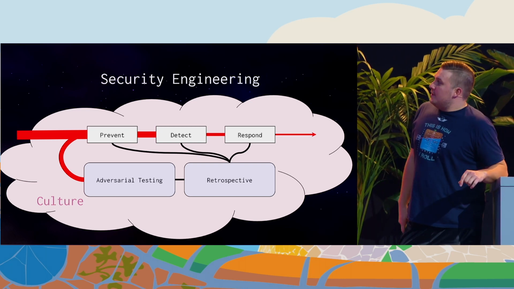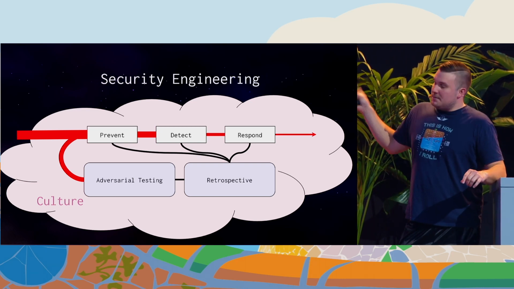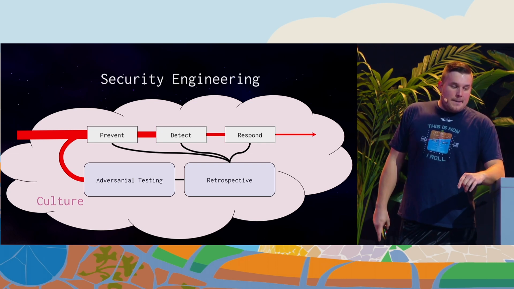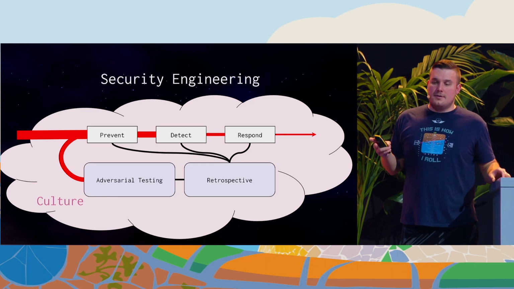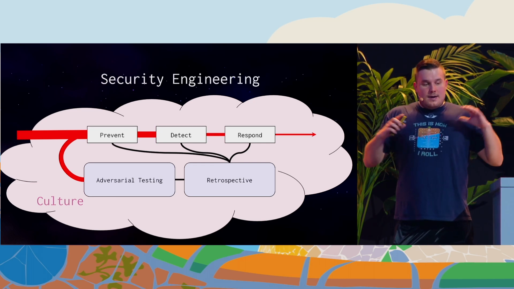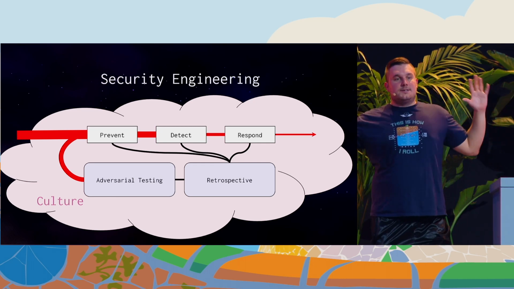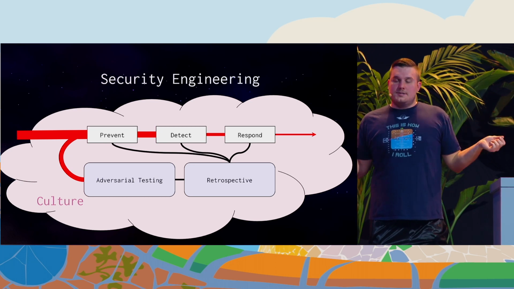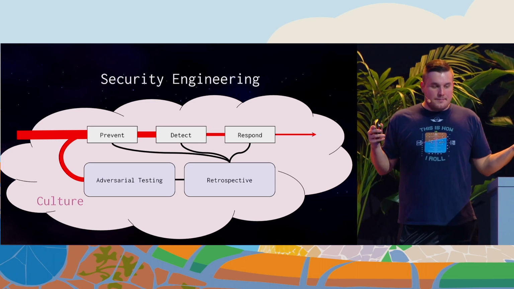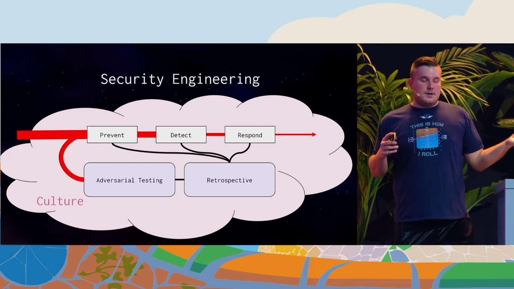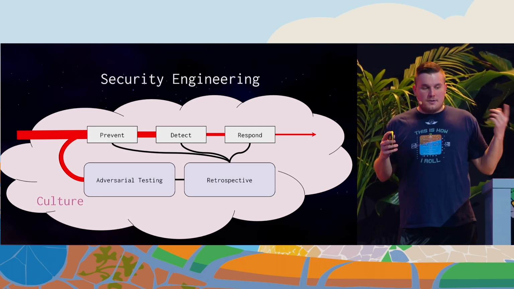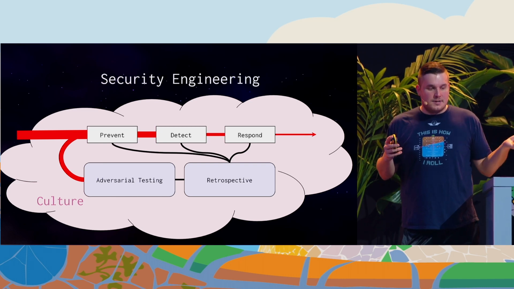So this is the model that I'm going to present in the rest of the talk. There's this background of culture, and culture is a really important thing in security. Everything I'm going to talk about exists in this background of your organization's security culture. I'm going to say some things that can go wrong with culture and things that you should have in your culture in order to have good security response processes.